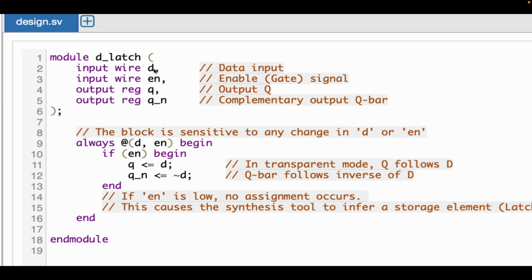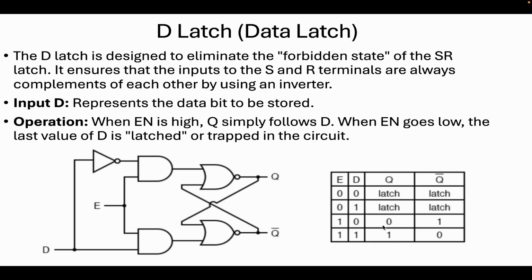Module D latch, inputs are D and enable. Your outputs are two registers, that is Q and Q bar, always at D and enable. That means whenever there is a change in these two, and if enable is high, begin. Q will be equal to D. That means whatever is there in this Q, that will be in D. It means whatever is in your previous state Q, that will come in as D.